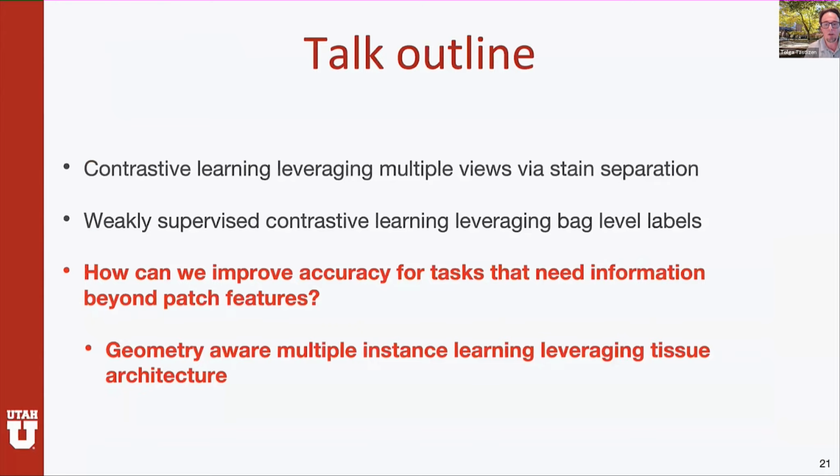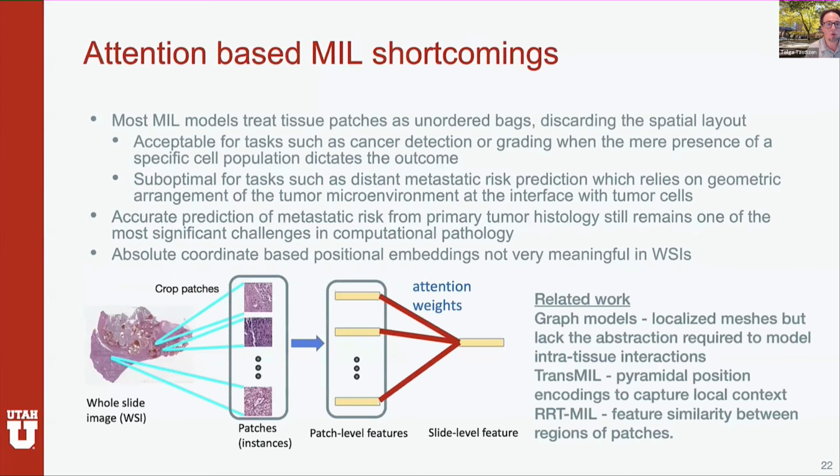Last question: can we improve accuracy for tasks that need information beyond patches, right? So most of these MIL methods treat tissue patches as unordered bags. They discard the spatial layout. And this is acceptable for a lot of tasks such as cancer detection or grading, where the mere presence of a specific cell population dictates the outcome, right? So if you see these bad cancer cells, you know that this slide has cancer, right? But it's suboptimal for some other, maybe harder, tasks like distant metastatic risk prediction, which relies on the geometric arrangement of the tumor microenvironment, right?